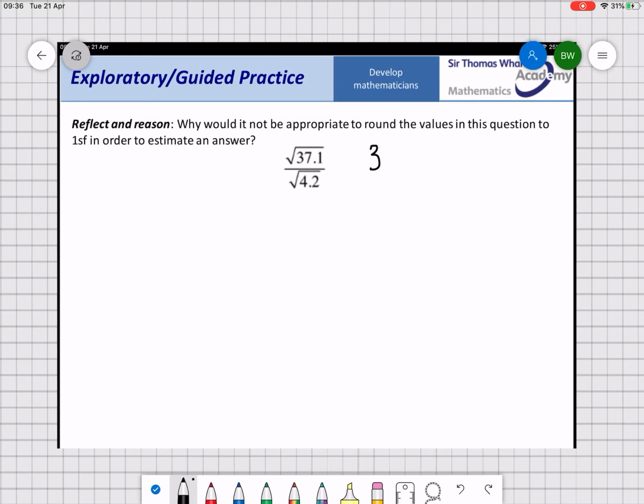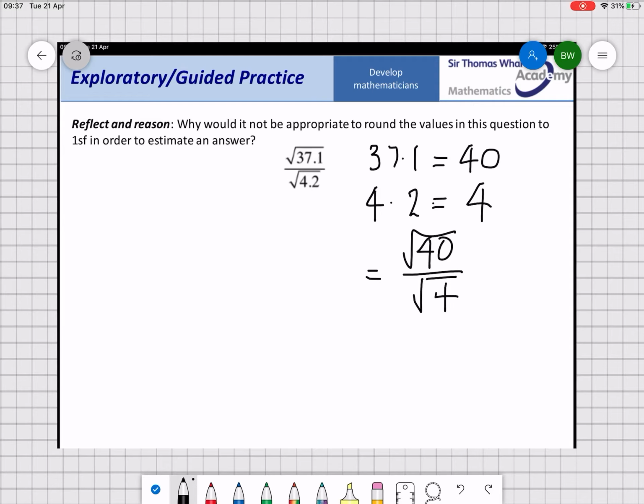So 37.1. Well, the first significant figure is the 3, which is in the tens column. So 37.1 to the nearest 10 is 40. 4.2. First significant figure is the 4, which is in the ones. Round to the nearest whole number, it's 4. So if I rounded each to one significant figure, I'd have the square root of 40 divided by the square root of 4. And this is where the issue is. Actually, square root of 40 is very difficult to do, and you can't do it estimating very easily.